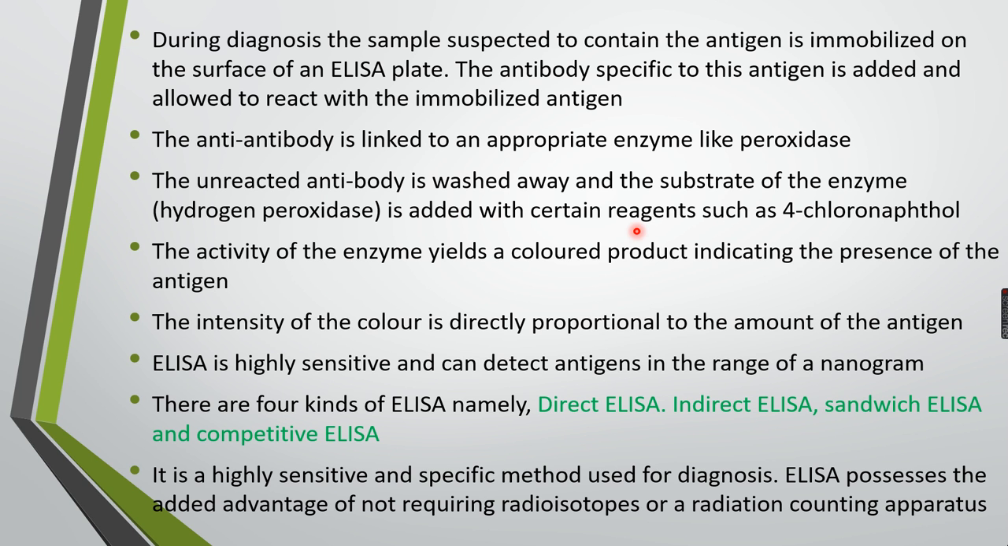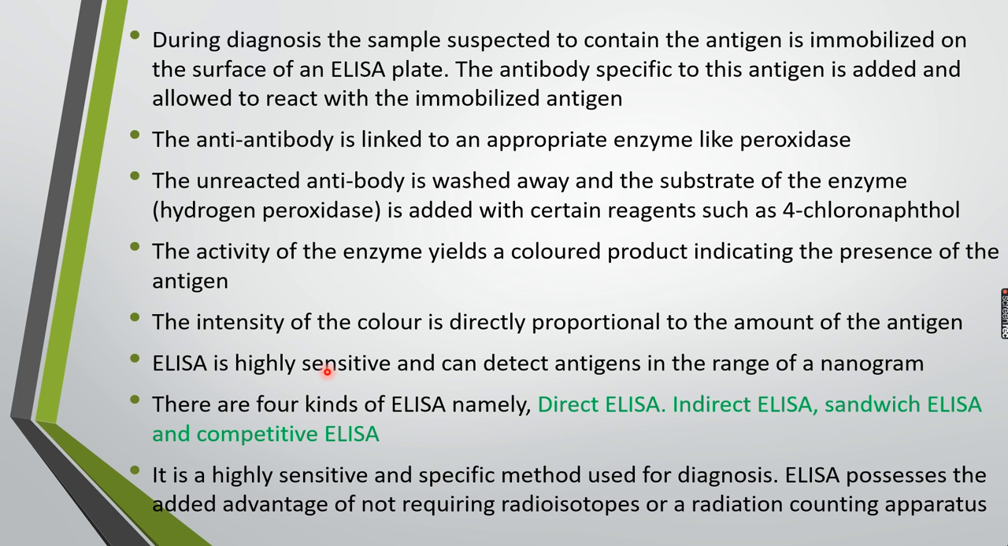Here we are adding another reagent called 4-chloronaphthol. For this antigen-antibody conjugation, we use the enzyme peroxidase with hydrogen peroxide and another reagent, 4-chloronaphthol. The activity of the enzyme peroxidase gives a colored product that indicates the presence of antigen. If the color changes, it is HIV positive, presence of antigen. The intensity of the color, how dark it is, is directly proportional to the amount of antigen.